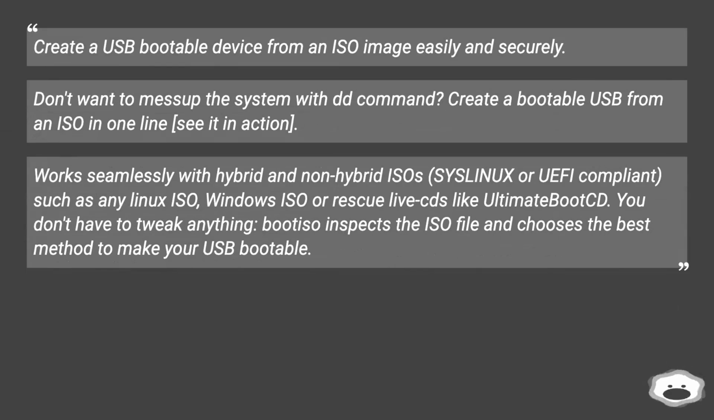Create a USB bootable device from an ISO image easily and securely. Don't want to mess up the system with the dd command? Create a bootable USB from an ISO in one line. See it in action. Works seamlessly with hybrid and non-hybrid ISOs, syslinux or UEFI compliant, such as any Linux ISO, Windows ISO, or rescue live CDs like Ultimate Boot CD. You don't have to tweak anything. Bootiso inspects the ISO file and chooses the best method to make your USB bootable.